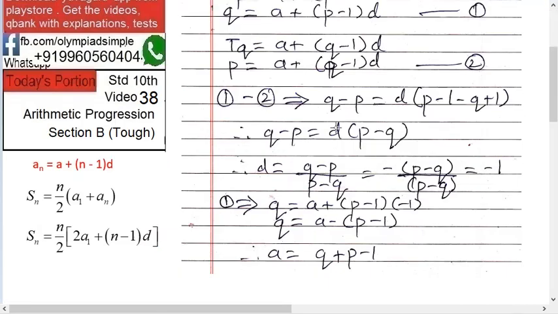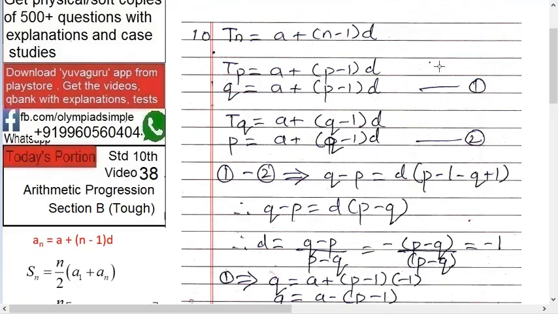Subtract this, you will get Q minus P equals to D into P minus 1 minus Q plus 1, right? This D gets common and solve this. So Q minus P equals to D into P minus Q. Solve this. D equals to Q minus P upon P minus Q, that is minus of P minus Q upon P minus Q, minus 1. Okay. So D equals to minus 1. You got D now. Okay.